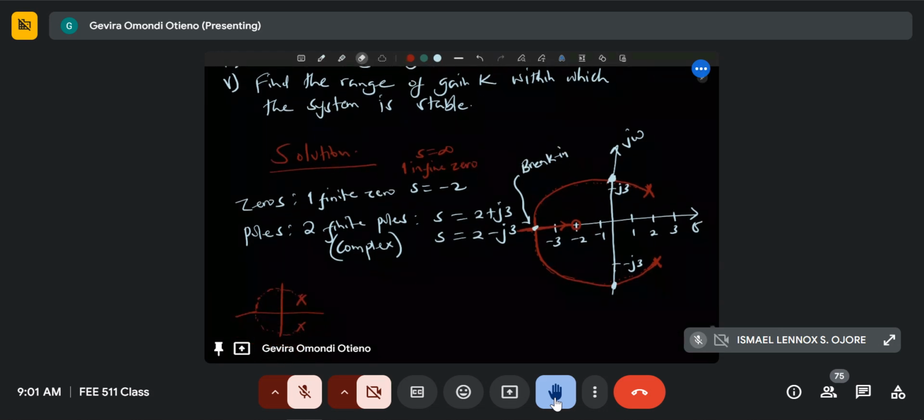So now, let's move on. So this is the first question, the sketch. So let's look at what the second question asks.